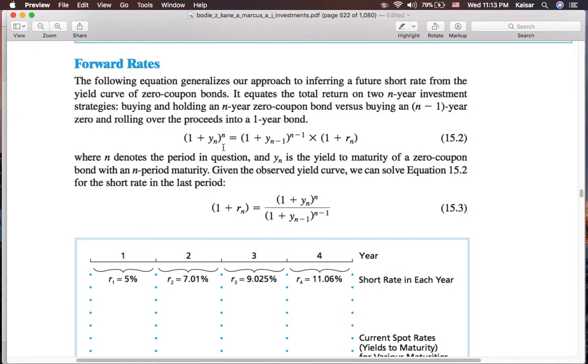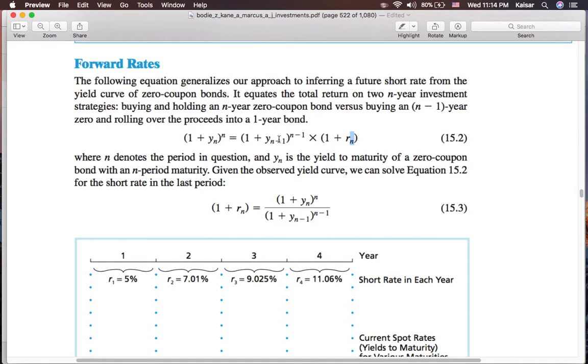1 plus yn to the power of n equals 1 plus yn-1 to the power of n-1 times 1 plus rn, where n denotes the period in question and yn denotes the yield to maturity of the zero coupon bond with an n period maturity.